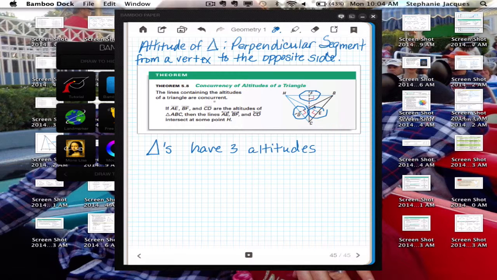The lines containing the altitudes of a triangle are concurrent. That means they're going to hit. If AE, BF, and CD are the altitudes of ABC, then the lines AE, BF, and CD intersect at some point. So it's just saying that if you have these altitudes, they're going to have to intersect at some point. Okay, use all this information for when you come in tomorrow. Have a good night.